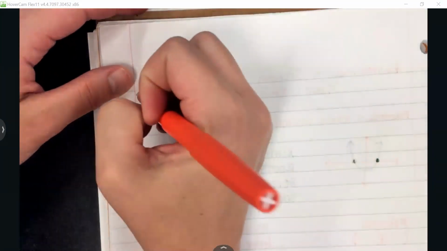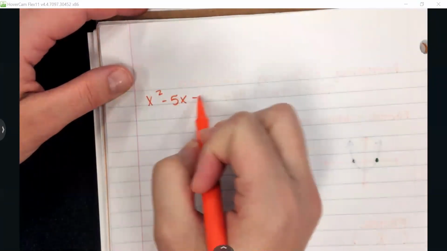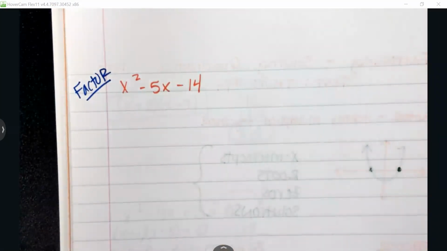All right, so let's do our first problem. Our first example is going to say x squared minus 5x minus 14. So first step, am I factoring or am I solving? I'm factoring. You can put it wherever you want, but I know I'm factoring, which means my answer has to be in parentheses touching each other.